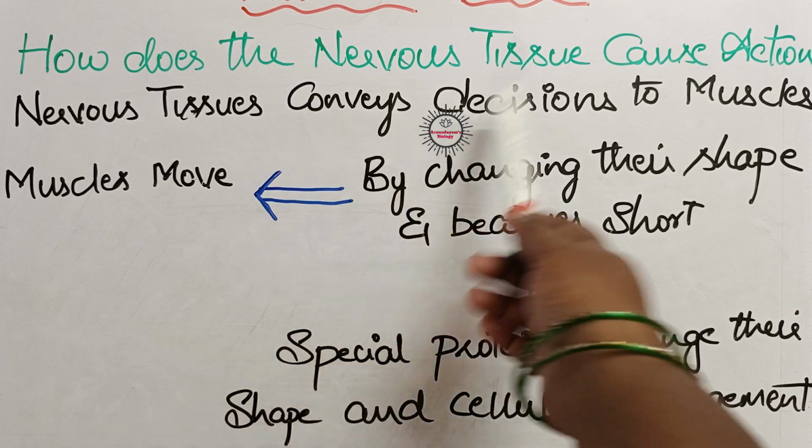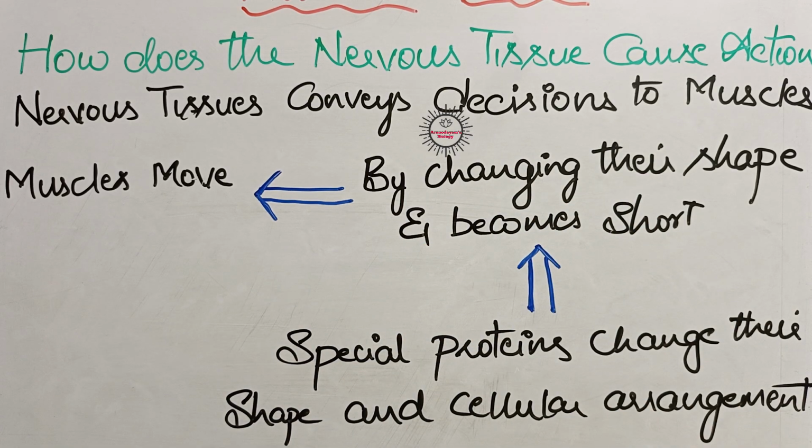Next topic, how does the nervous tissue cause action? If any stimulus happens in our surroundings, our body must show a response, isn't it? Our nervous tissues cause some action. So how does this action take place? Let us learn about it.